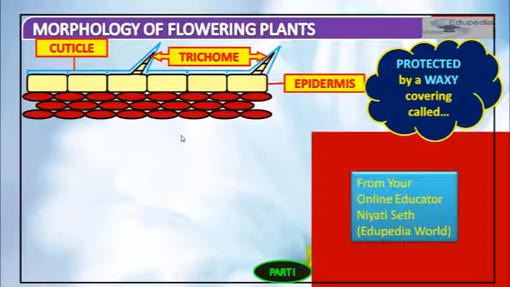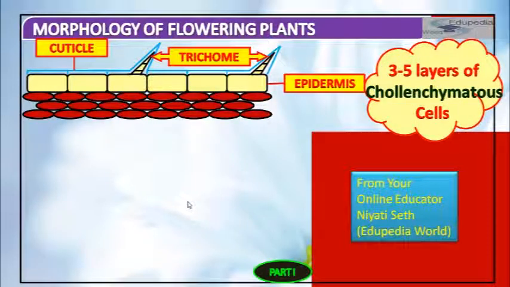Now what is this? This red is your hypodermis. Hypodermis is a region that lies immediately below the epidermis. It is represented by a few layers of collenchymatous cells with angular thickenings. The cells are compactly arranged without intercellular spaces. Hypodermis provides mechanical support and additional protection, students. It consists of 3 to 5 layers of collenchymatous cells.